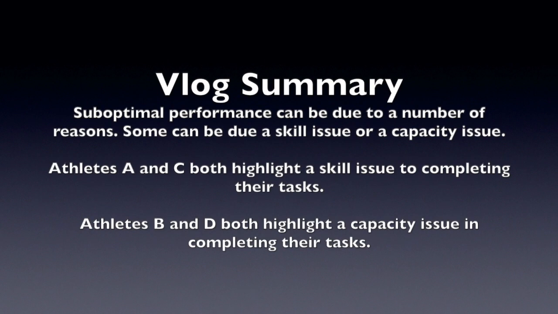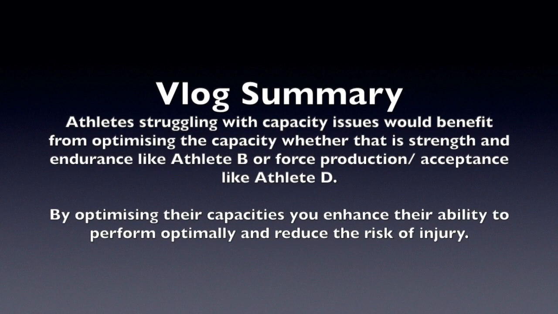In summary, skills and capacities both can be reasons for suboptimal movement strategies and performance. Both Athlete A and C show a skill issue in completing their tasks, and both B and D show a capacity issue in completing their tasks. Athlete B highlights a suboptimal performance in sprinting, which is due to poor core stability, which causes low back pain and neural hamstring tightness.